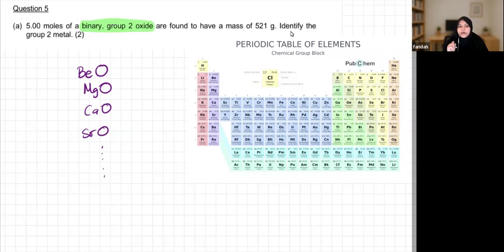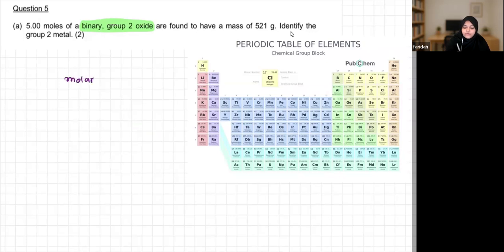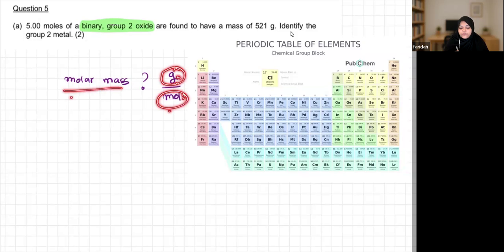And how do we identify that? That is by using the molar mass. So what is the unit of molar mass? The unit of molar mass is gram per mole. Even though you do not know the formula, you just look at the unit. You see gram per mole, so you can work out the formula: mass divided by the moles gives you your molar mass.